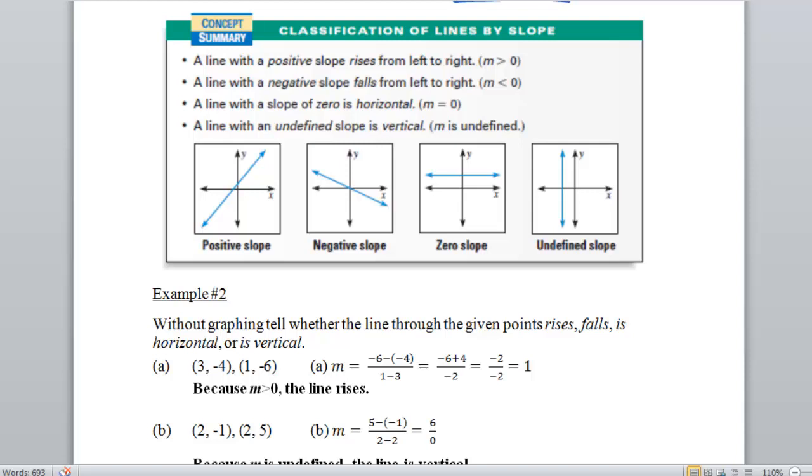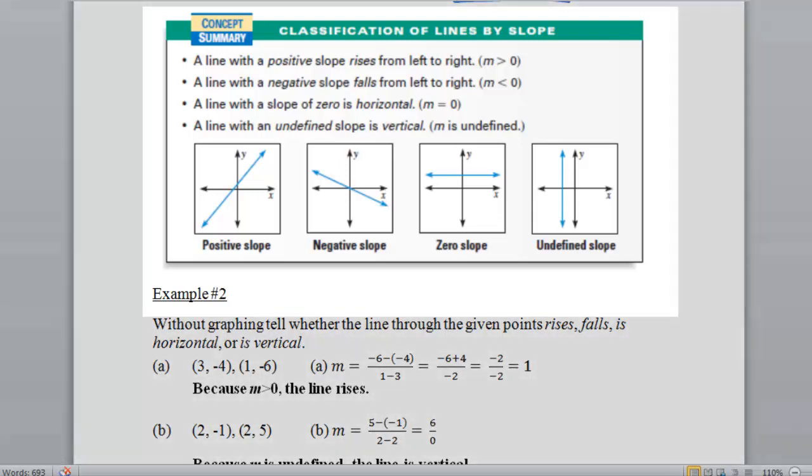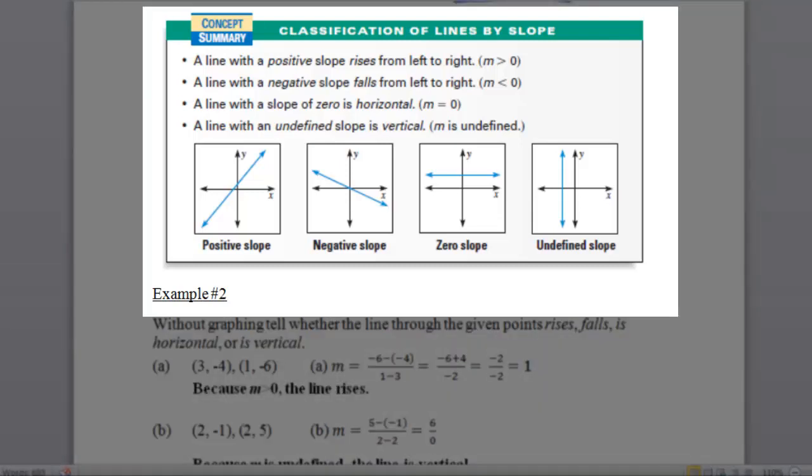The next phase of discussing slope will be to visually recognize whether the slope is positive, negative, zero, or possibly undefined. We can do this by looking at the slope visually. We can also look at the value of the slope to give us some indication of this. And so this concept summary box is very, very important for your understanding of slope.